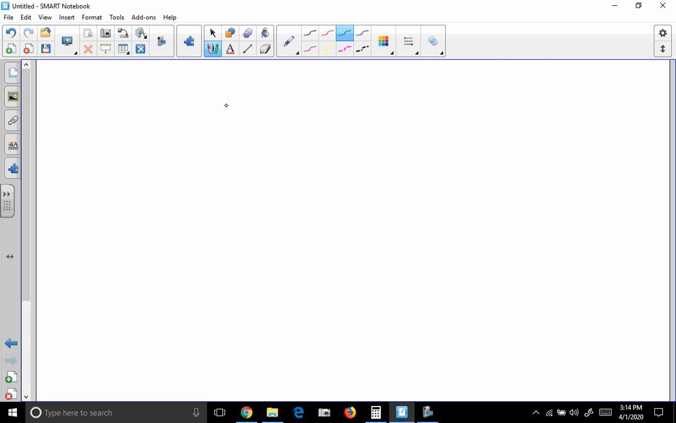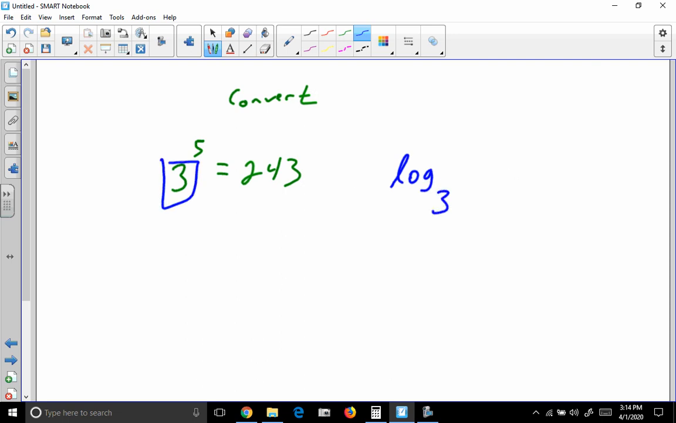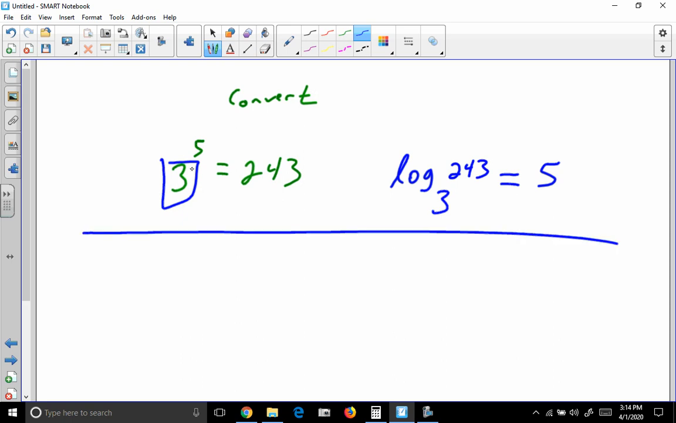Some of the problems may ask us to convert between logarithmic form and exponential form. So if we have 3 to the fifth power equals 243, and we want to convert this into a logarithmic equation, our base is 3, so that goes here. What the log is equal to is the exponent, so we put the exponent there, and then we put the other portion here. So that's converting from an exponential equation to a log equation.